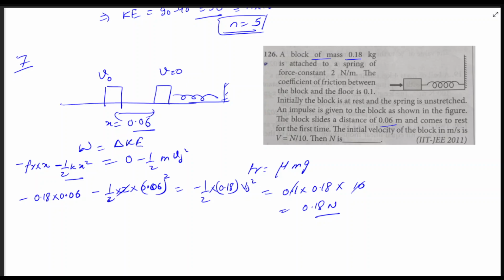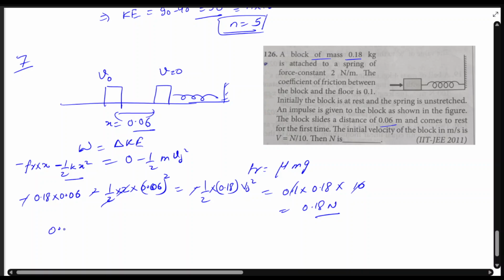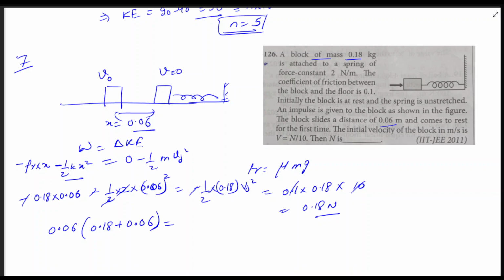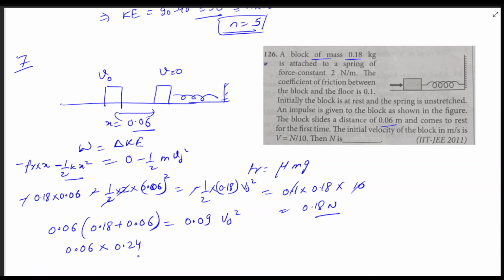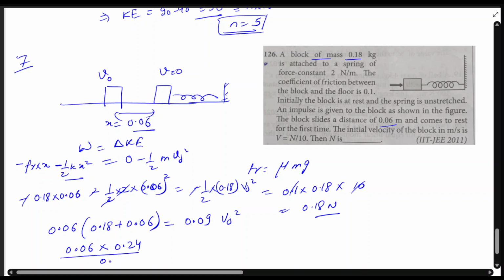Okay, perfect. So this will get cancelled. Minus get cancel. We can take 0.06 common. So we'll have 0.18 plus 0.06 is equals to 0.09. Okay, V naught square. Perfect. So we have 0.06 into 0.24 divided by 0.09 is equals to V naught square.